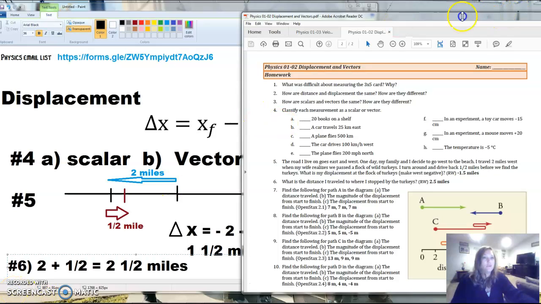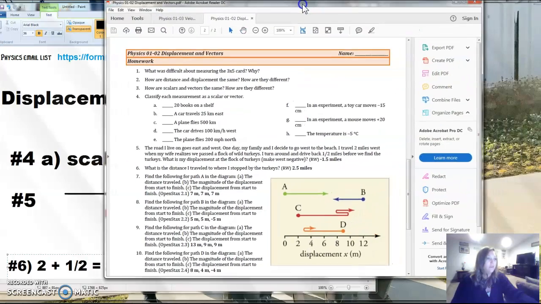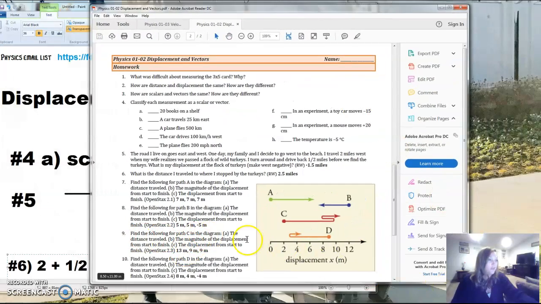Actually, check that. I changed my mind. I want to look at these problems together with you. A couple students have pointed out to me that they don't know where we're getting the numbers from on 7, 8, 9, and 10. So before I sign off, we're going to go through this real quick.